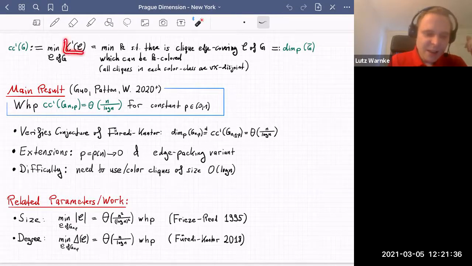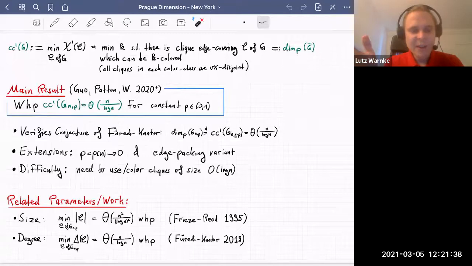Then you would immediately say, why do we put the chromatic index there? We can put other parameters there. It's quite natural to study other parameters, and this is exactly what was done previously. So instead of looking at the chromatic index, people have looked at the size. You want to look at what is the smallest size of a clique edge covering of your graph G(n,p).